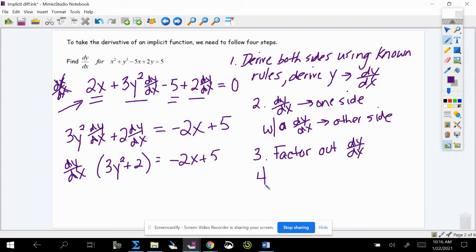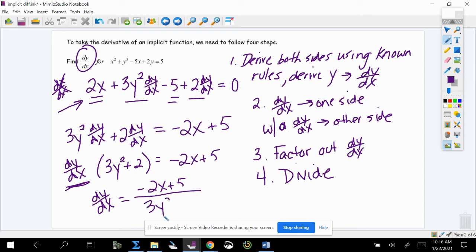And then your last step, remember, the idea is that you want to know what dy dx is. The goal is to find the derivative expression. And so the only thing I have to do to get dy dx by itself is to divide. So your final answer is -2x plus 5 divided by 3y squared plus 2. And you'll notice your answers for implicit derivatives are much bigger. They're very often rational because of the dividing, and they are in terms of both x's and y's.